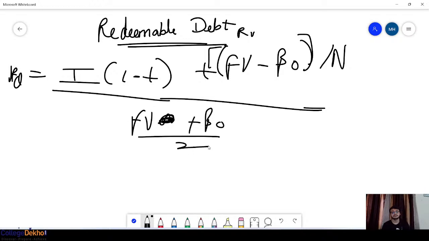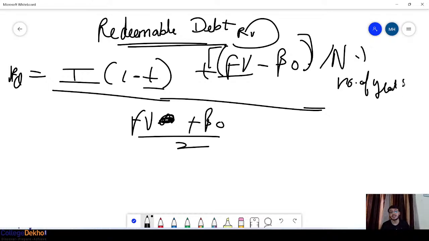Plus net proceeds by 2. I stands for interest payments. T stands for tax. F stands for face value or redemption value. B stands for net proceeds. N is for number of years. Debt कितने साल का लिया? Because ultimately अगर वो redeem हो रहा है, so you have a specific time. 4 साल में हो रहा है, 5 years में, 6 years में, you have that specific timeline, which was not available to you in case of a non-redeemable debt. Okay, that is one thing you need to know.